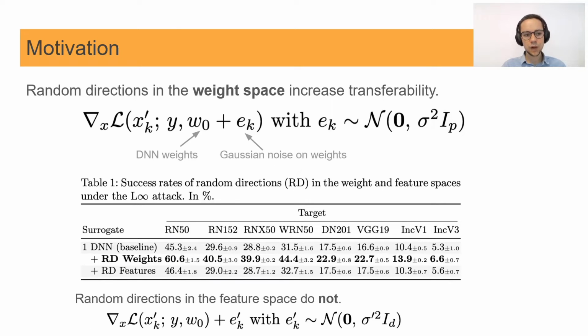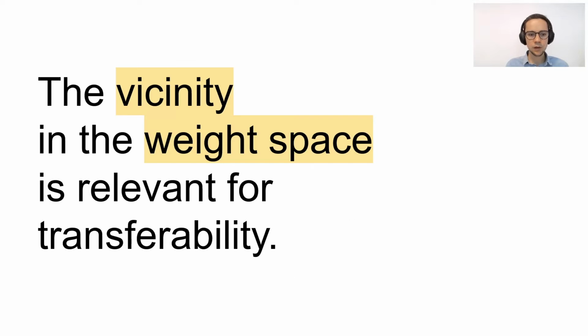We first motivate our approach by showing that applying random directions in the weight space from a pre-trained model does consistently increase transferability, whereas random directions applied in the feature space during the attack do not. Based on this observation, we can show that the vicinity in the weight space is relevant for transferability. The intuition is that examples that are adversarial against a local ensemble of DNNs are less prone to overfitting a single set of weights.